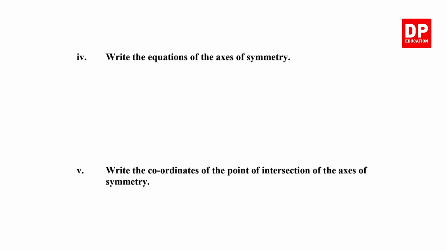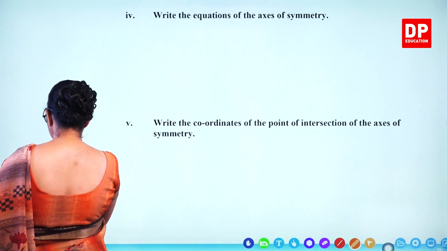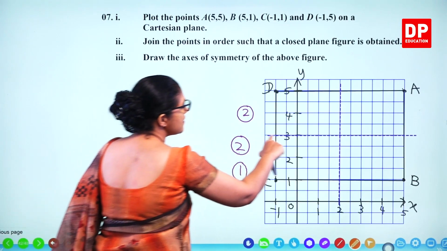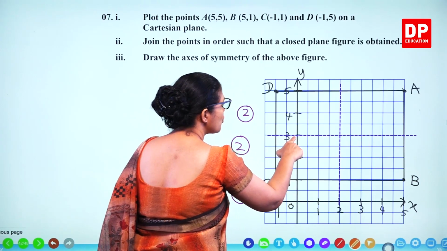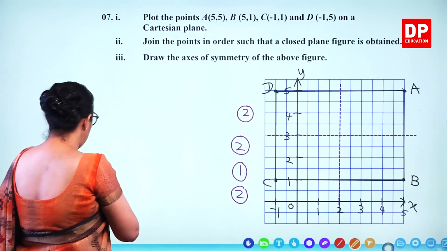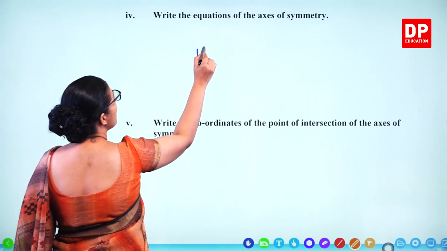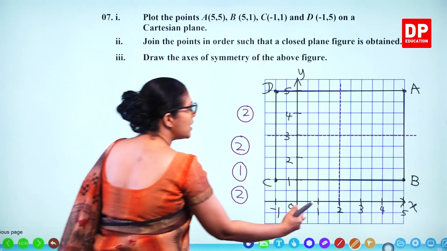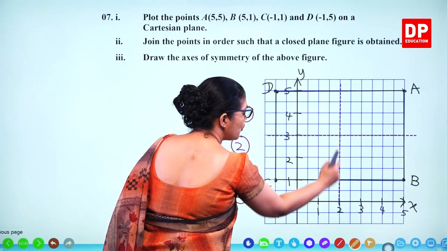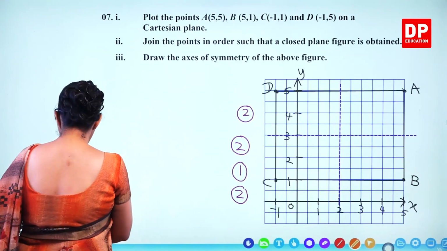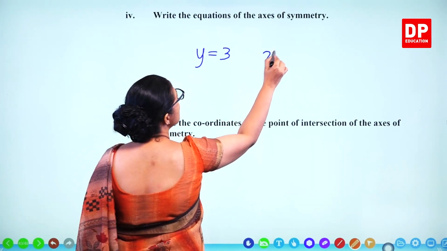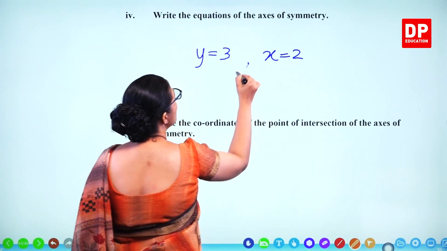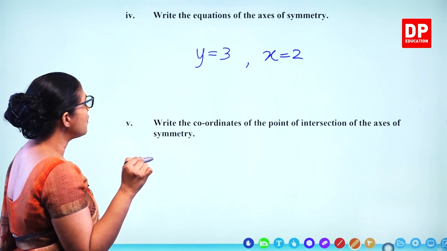So let's take the other part. Write the equations of the axis of symmetry. What is this line? Horizontal line passes through y equals 3. So the line we can write y equals 3. What's the other one? This is a vertical line. X value is 2. So how do you write that one? x equals 2 line. Those are the 2 axes of symmetry.